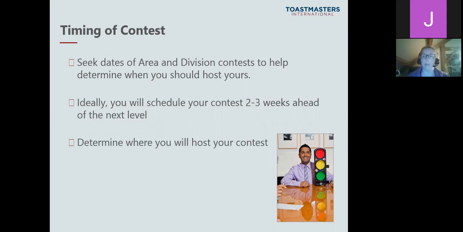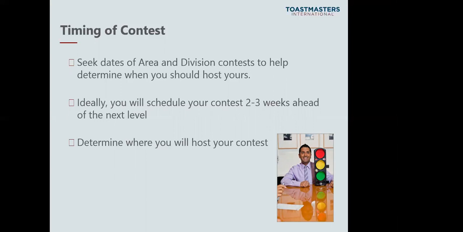You also want to figure out where you're going to host your contest. The best place would ideally be the meeting space of your home club if you're at the club level. If you're at the area level, you want to look at the distance between your clubs. For example, in PEI, we have 3 different areas: Charlottetown, Summerside, and Western Prince Edward Island. We usually hold it in the middle of our area, which is Summerside, and then people come from each end and meet.